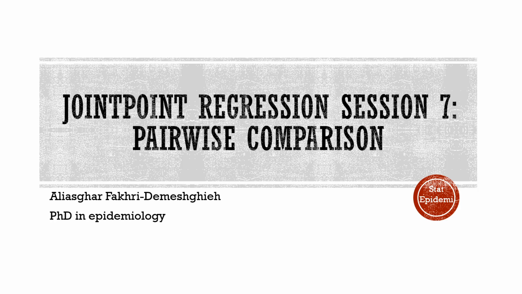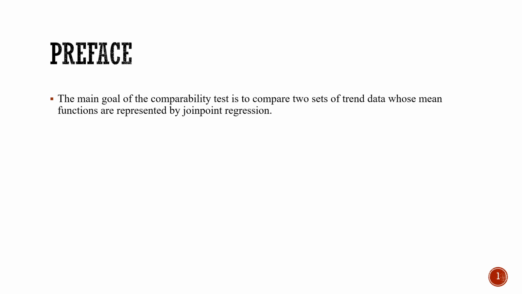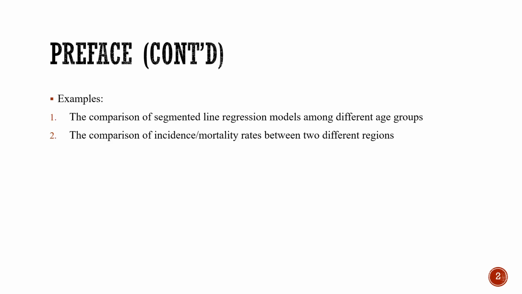Hello, in this session we're going to discuss pairwise comparison. The main goal of the comparability tests is to compare two sets of trend data whose mean functions are represented by joint point regression. Examples of this could be the comparison of segmented line regression models among different age groups and the comparison of incidence or mortality rates between two different regions.